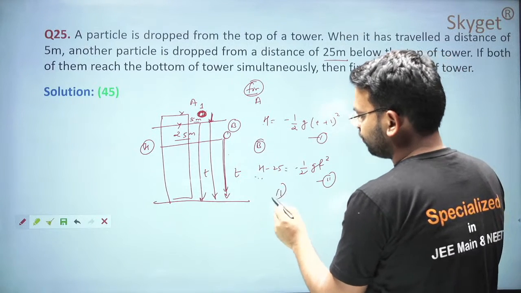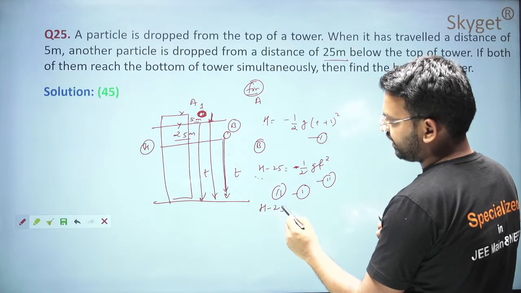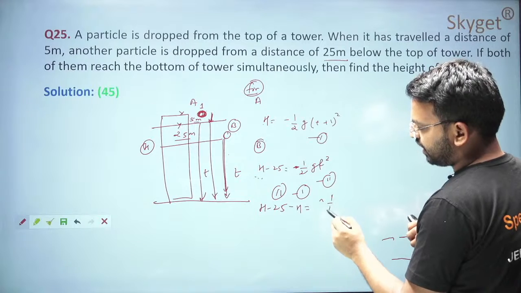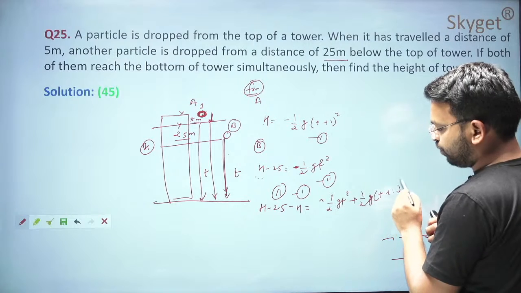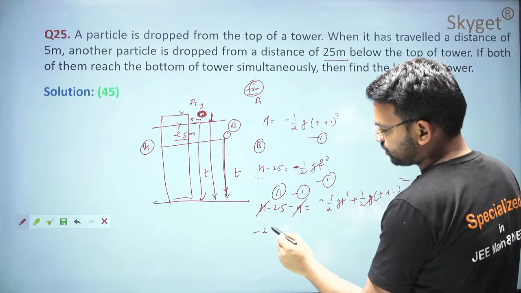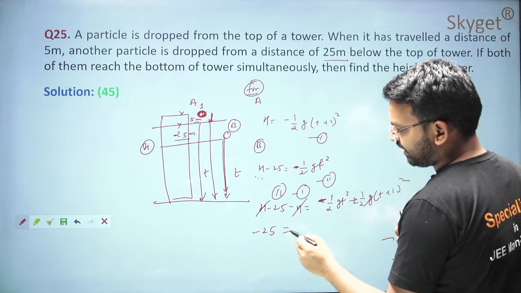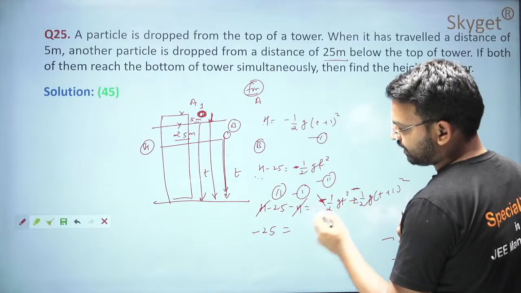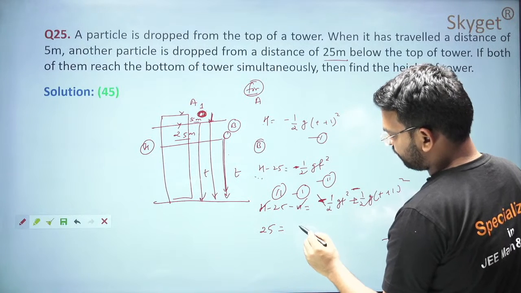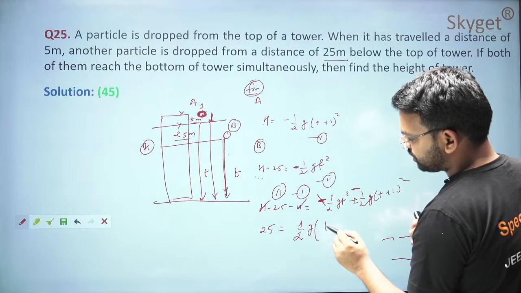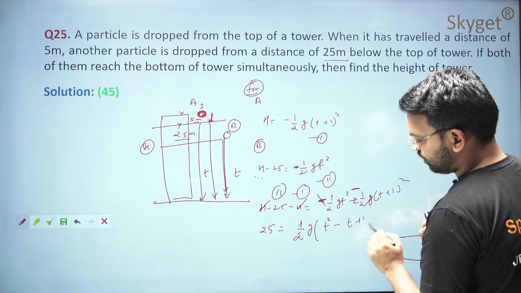Let's suppose I do 2 minus 1, both of them are negative. So h minus 25 minus h equal to minus half of g t square plus half of g into (t plus 1) whole square. So h cancels out, minus 25. If here we have minus, here we have positive. If I take the minus common and cancel out, I can write 25 equal to half of g, if I take common, t square minus (t plus 1) whole square.